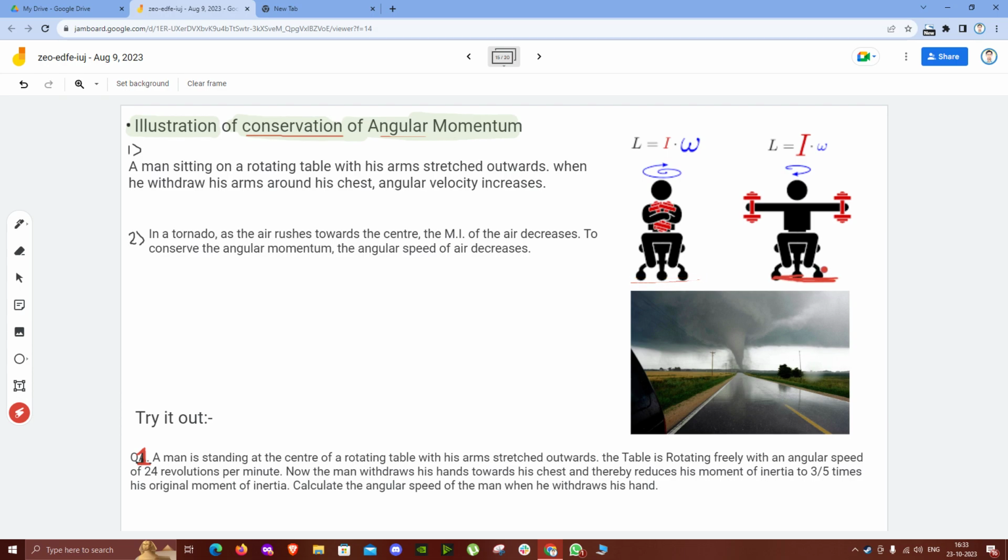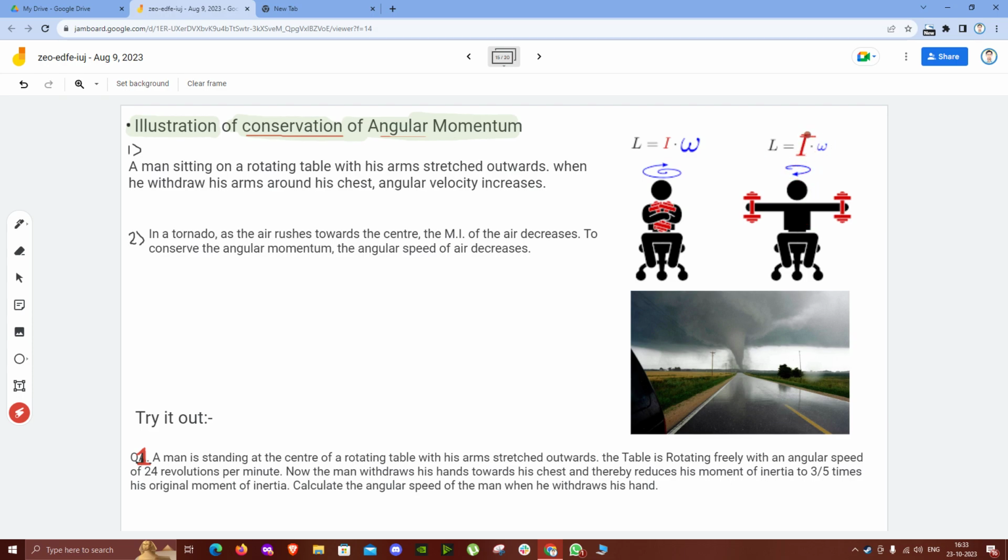The first example is a very simple one. It's a very interesting one as well. You can try it if you have a rotating chair. So let's say a man is sitting on a rotating table, a chair in this case in the picture, and his arms are stretched. He's rotating with an angular momentum of I omega. Angular velocity is omega, and I is the moment of inertia. In rotation, we don't take mass, but we take moment of inertia. So it is I omega.